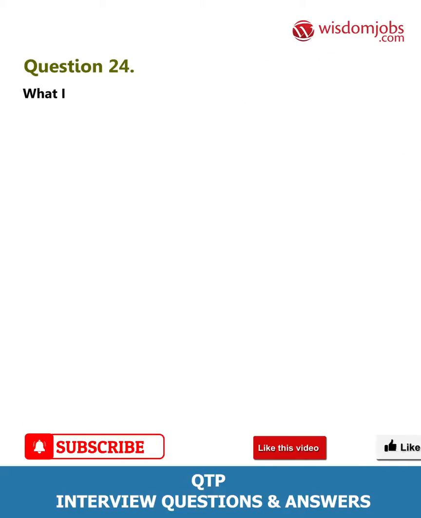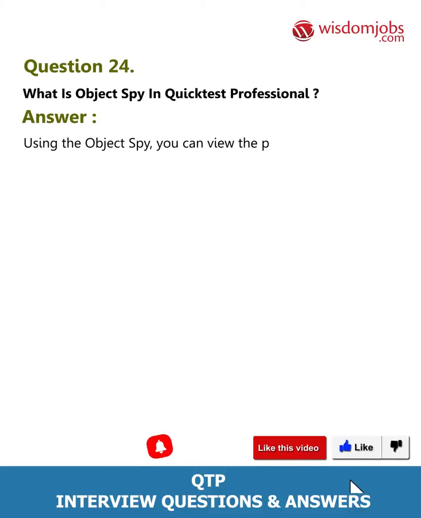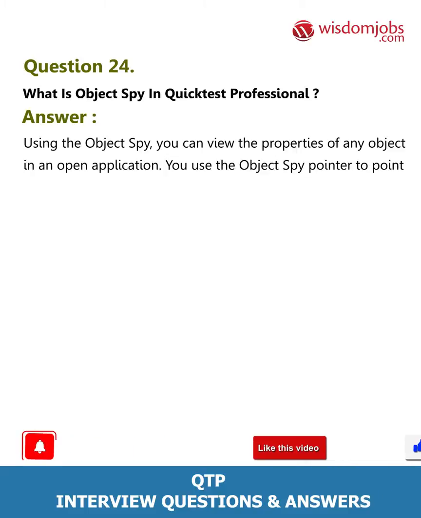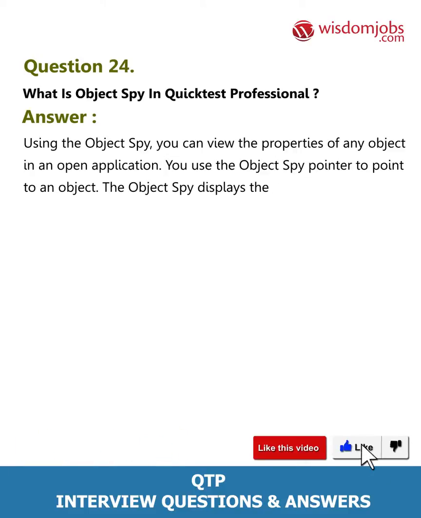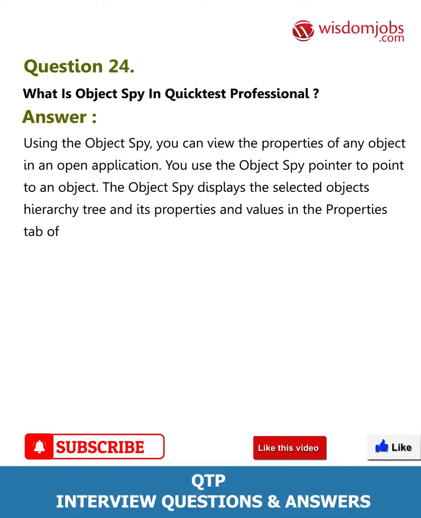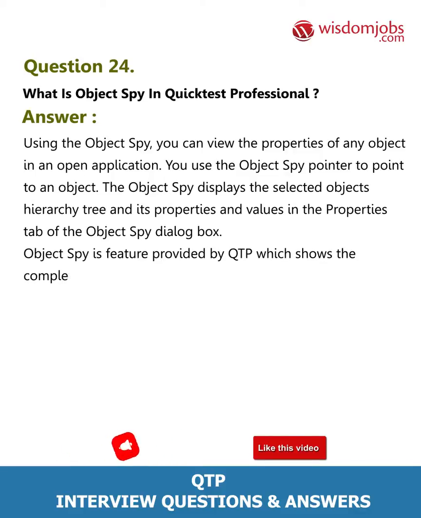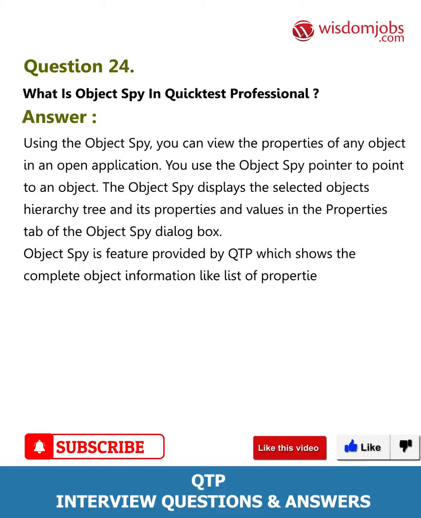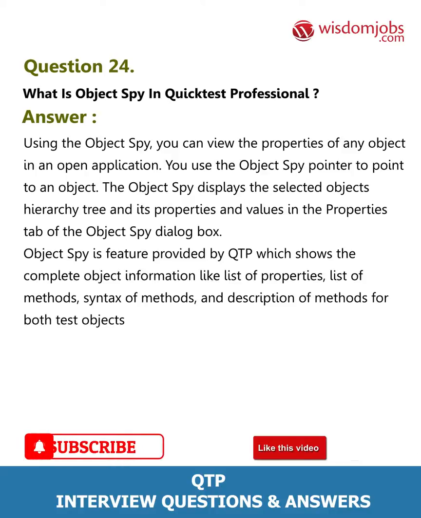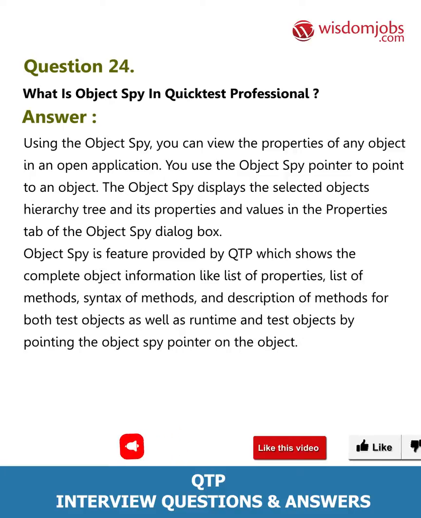Question 24. What is Object Spy in QuickTest Professional? Answer. Using the Object Spy, you can view the properties of any object in an open application. You use the Object Spy pointer to point to an object. The Object Spy displays the selected object's hierarchy tree and its properties and values in the Properties tab of the Object Spy dialog box. Object Spy is a feature provided by QTP which shows the complete object information, like list of properties, list of methods, syntax of methods, and description of methods for both test objects as well as runtime objects, by pointing the Object Spy pointer on the object.